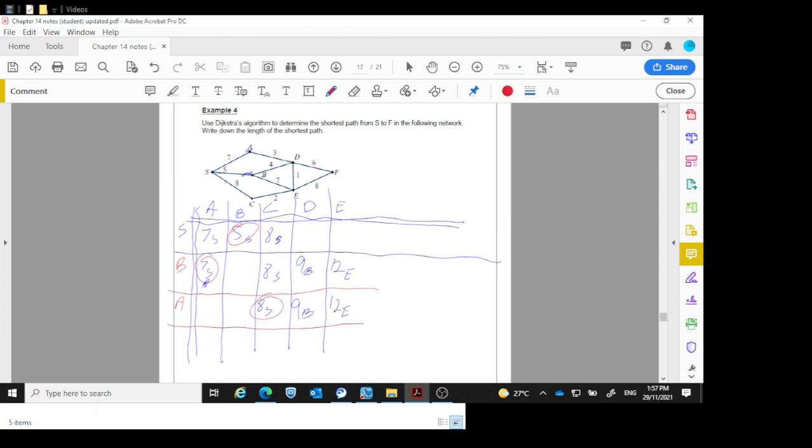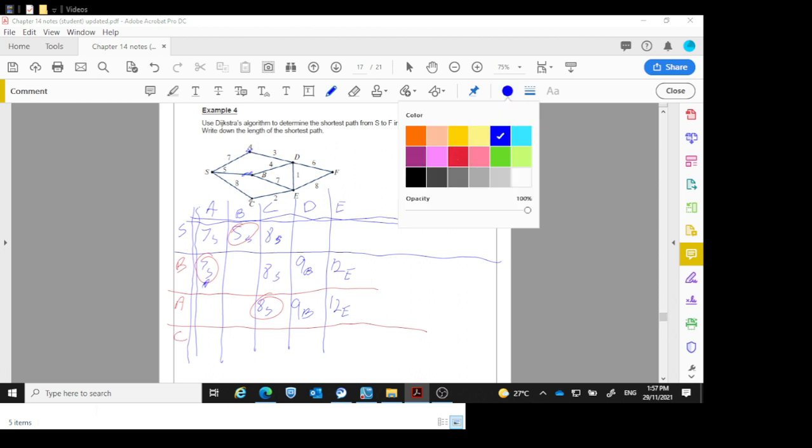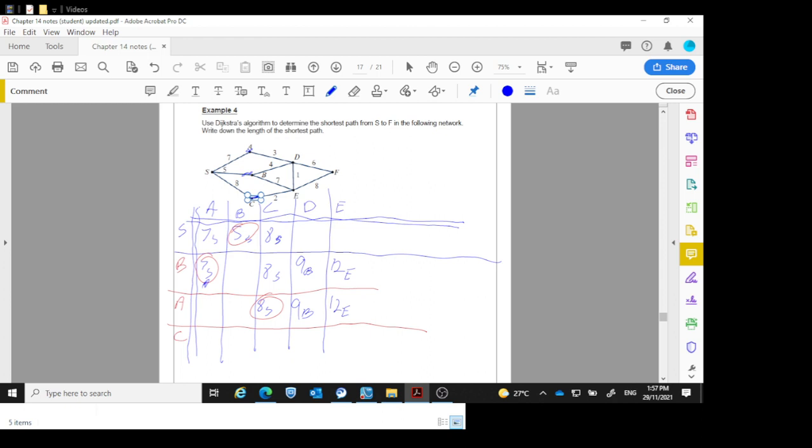So now I'm going to be looking at C. C only connects to E in 2. I've already got an E there, but that's 12. 8 that we've got here, and the 2 is 10. 10 is smaller than the 12, so I'm going to put the 10, and that's coming from C in my column E, because it's connecting to E. I'll drop this 9B.